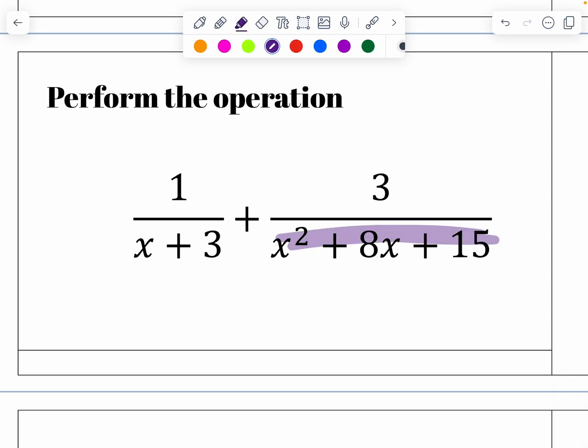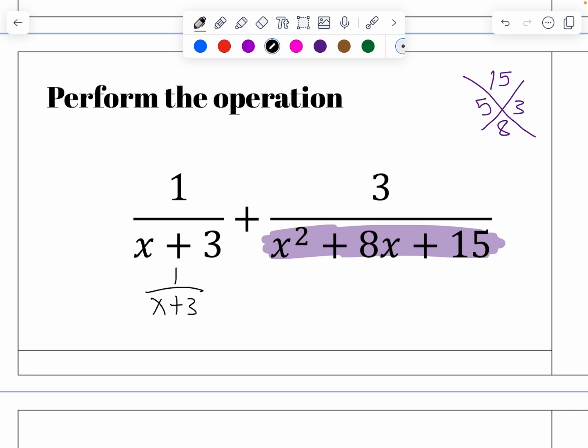All right, so now let's actually perform an operation that will work out nicely because the other one didn't. We want to find our common denominator first, which means we have to simplify everything first. So I want to multiply to 15, add to 8. So 5 and 3. My first fraction didn't change, so I have 1 over x plus 3 plus 3 over x plus 5, x plus 3.